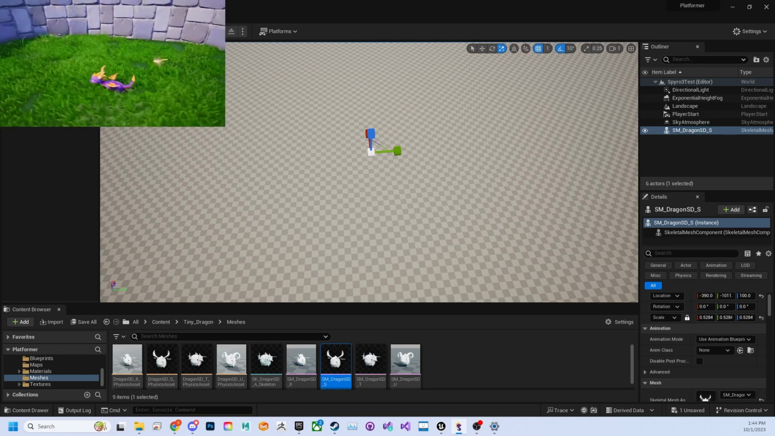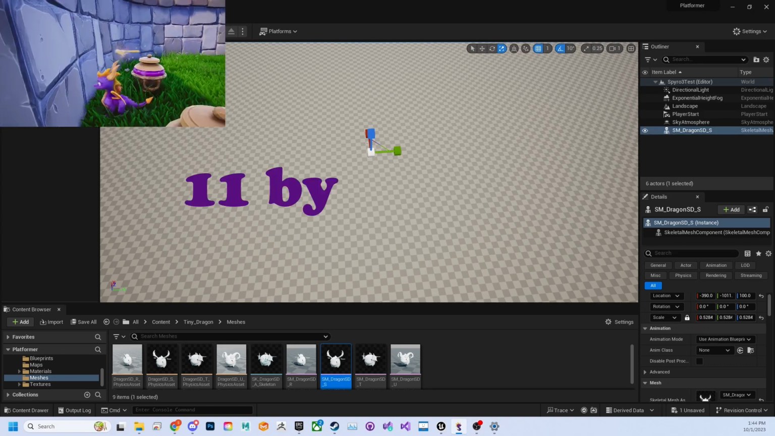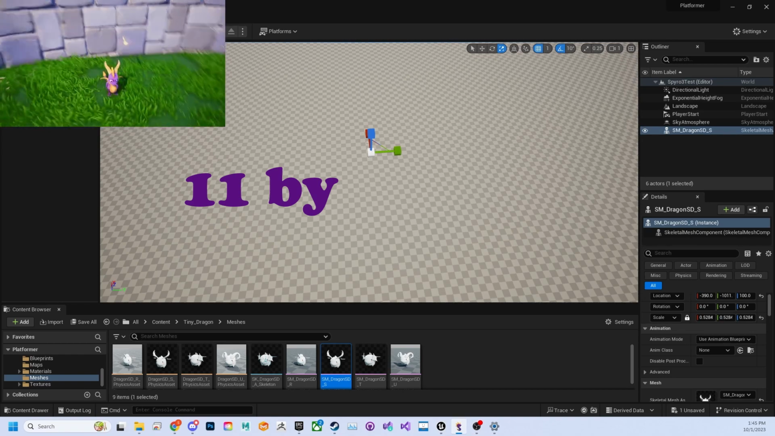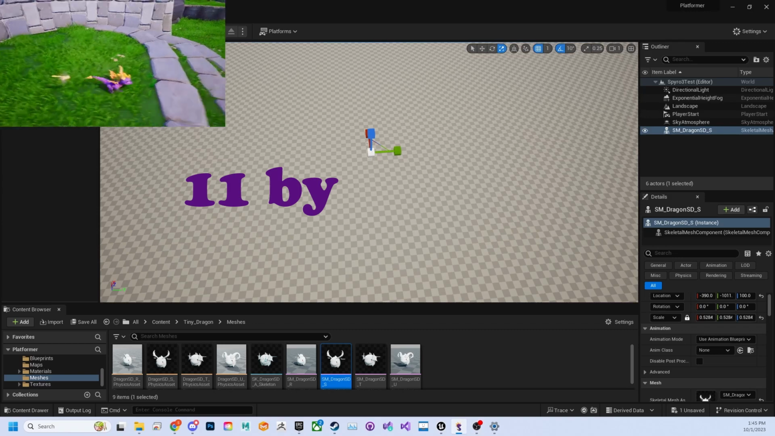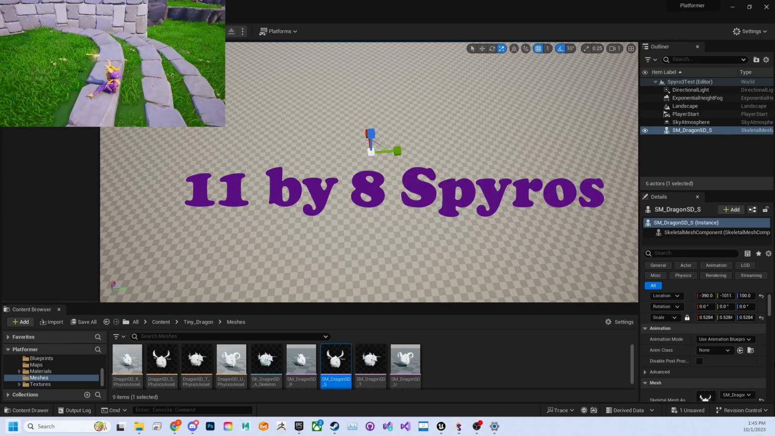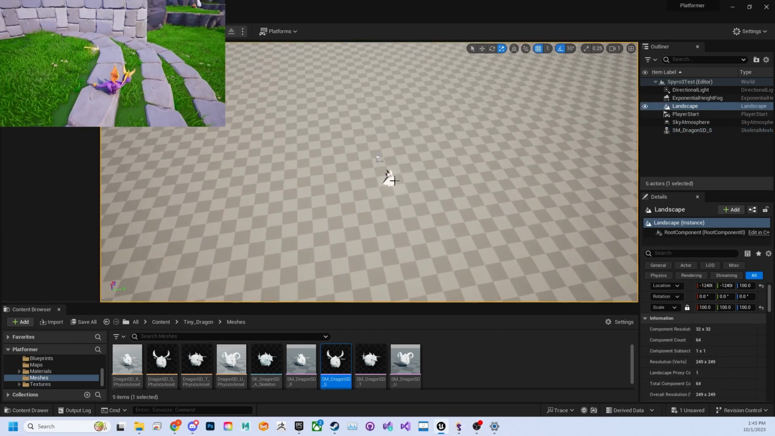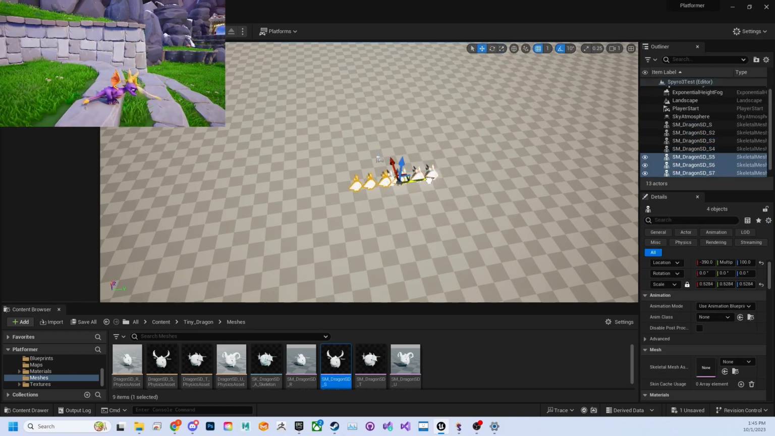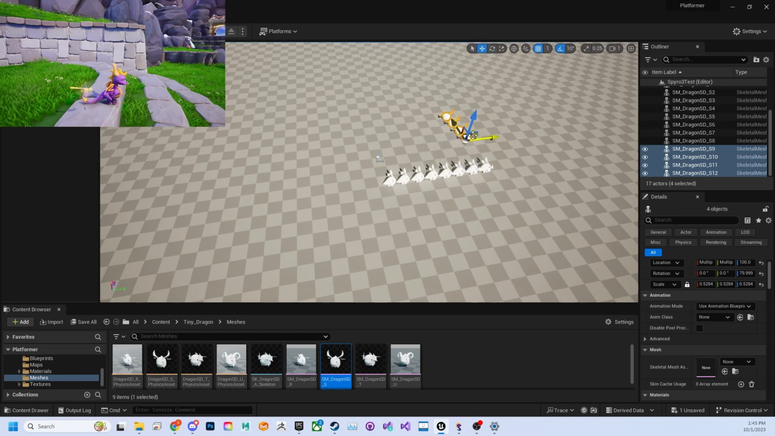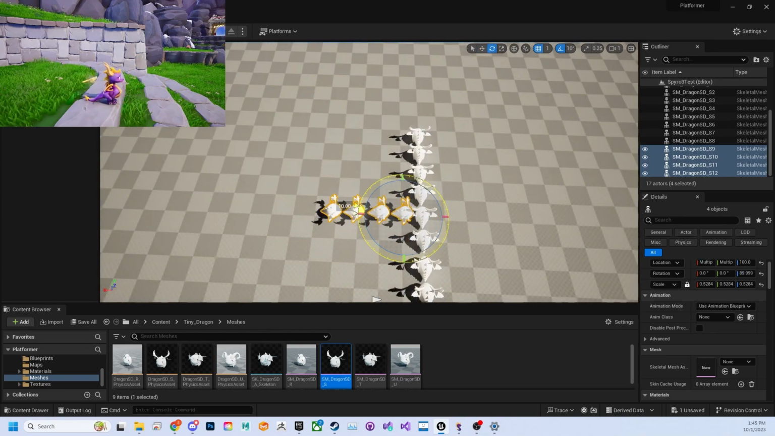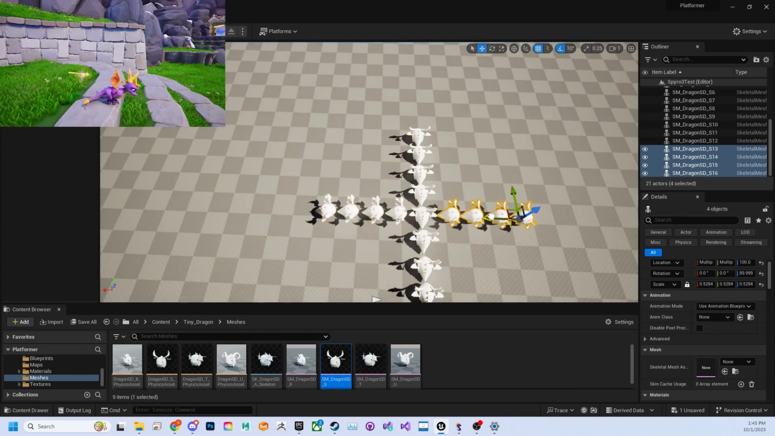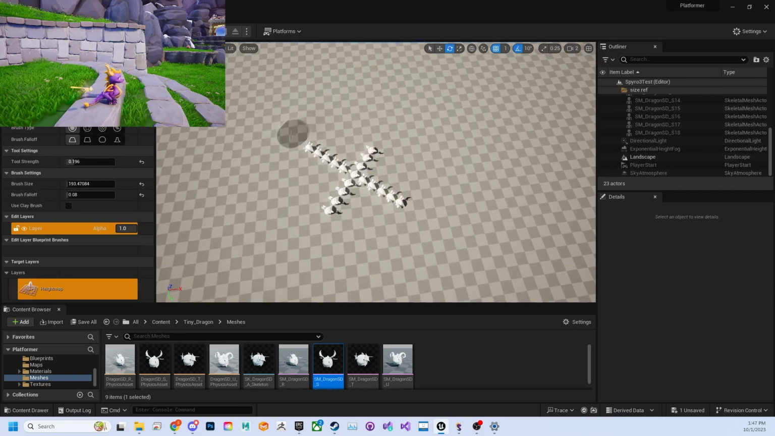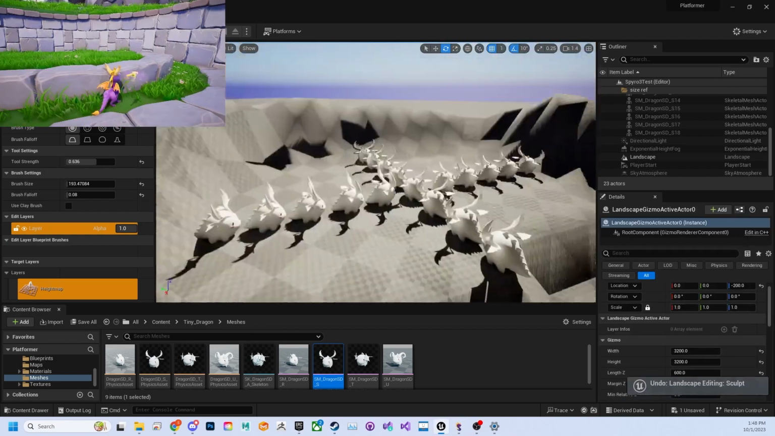Next, I hopped into the game and made some measurements using Spyro as a reference to go off of. The starting area is about 11 by 8 Spyros, and I just used Spyro's body to measure it as roughly as possible. So at this point, I duplicated my dragons to match the measurements that I figured out in game, and I also put them in a folder to keep it tidy.